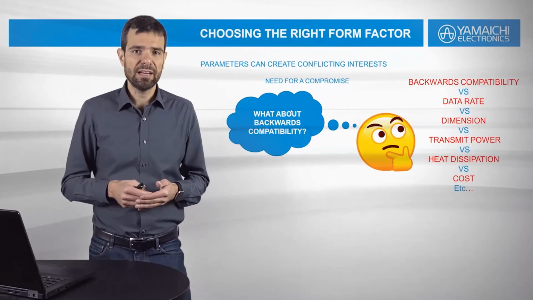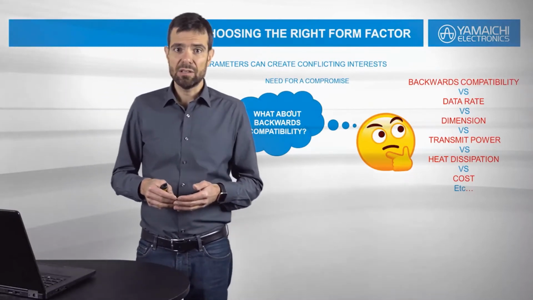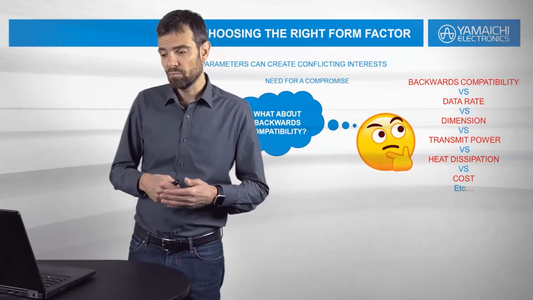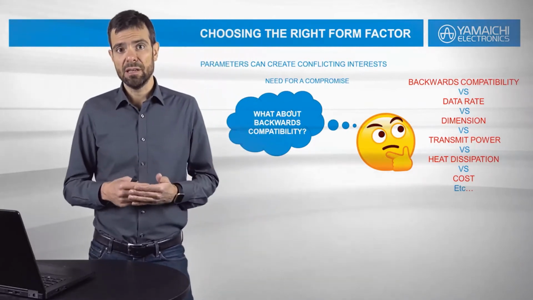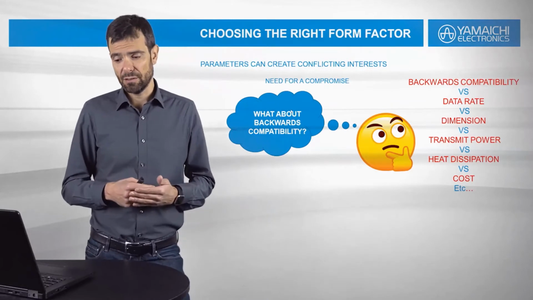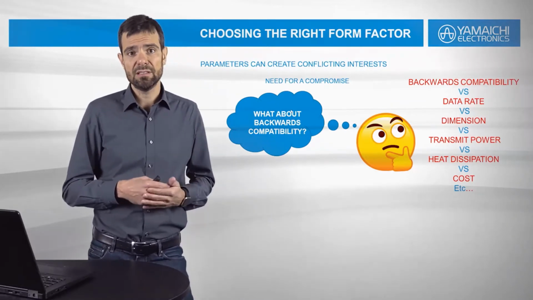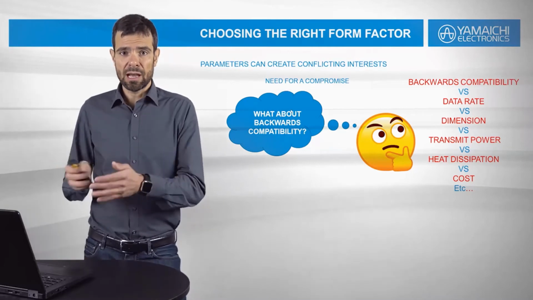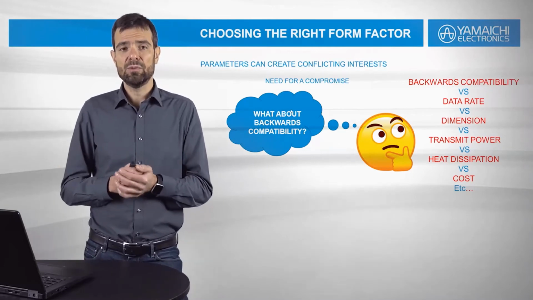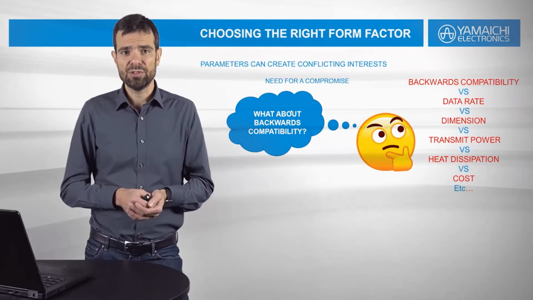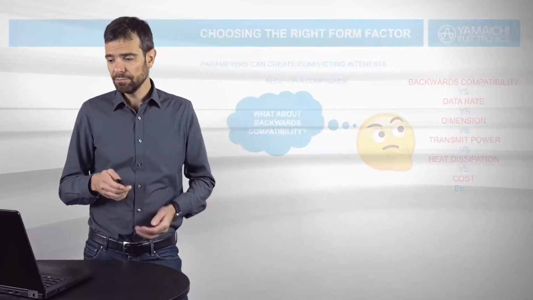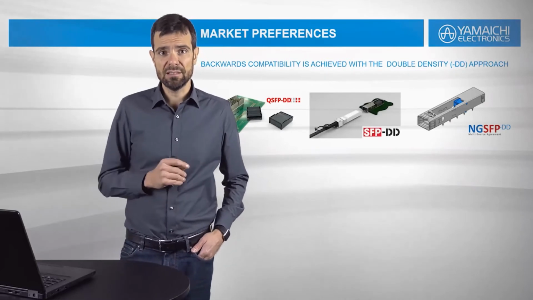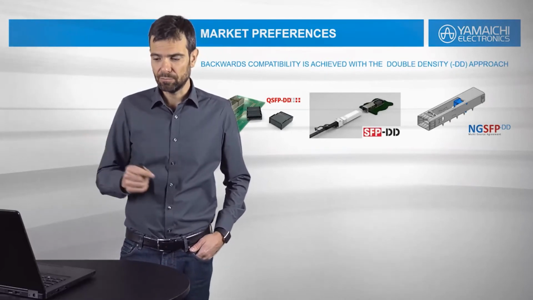Choosing the right form factor isn't always easy because parameters can create conflicting interests. Backwards compatibility conflicts with data rate, transmit power conflicts with heat dissipation, etc. So, as a first point, we would like to address the point of backwards compatibility. Backwards compatibility is achieved with the double density approach, or DD.